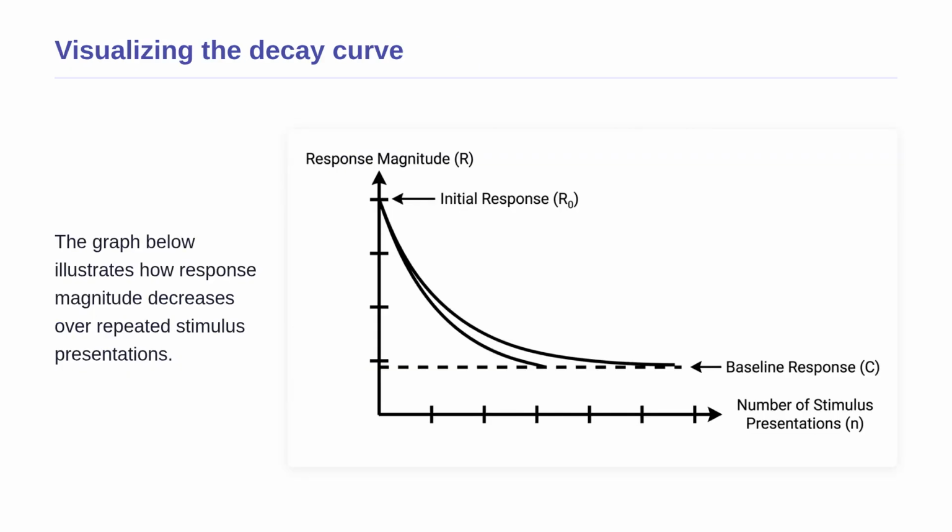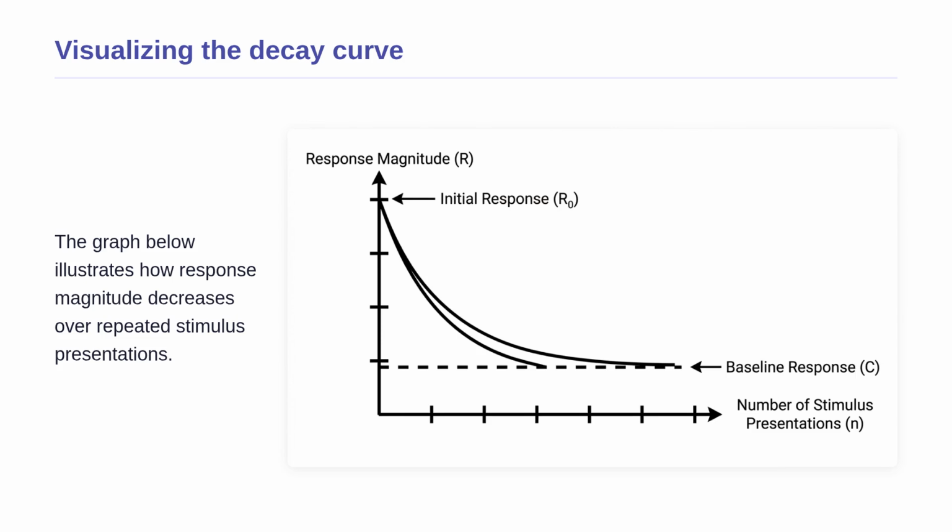Before we move on to a concrete example, let us visualize this mathematical relationship. What you are seeing here is the classic habituation exponential decay curve. Look at the vertical axis, which represents the strength or magnitude of the animal's response. The horizontal axis tracks the number of times the stimulus is presented.